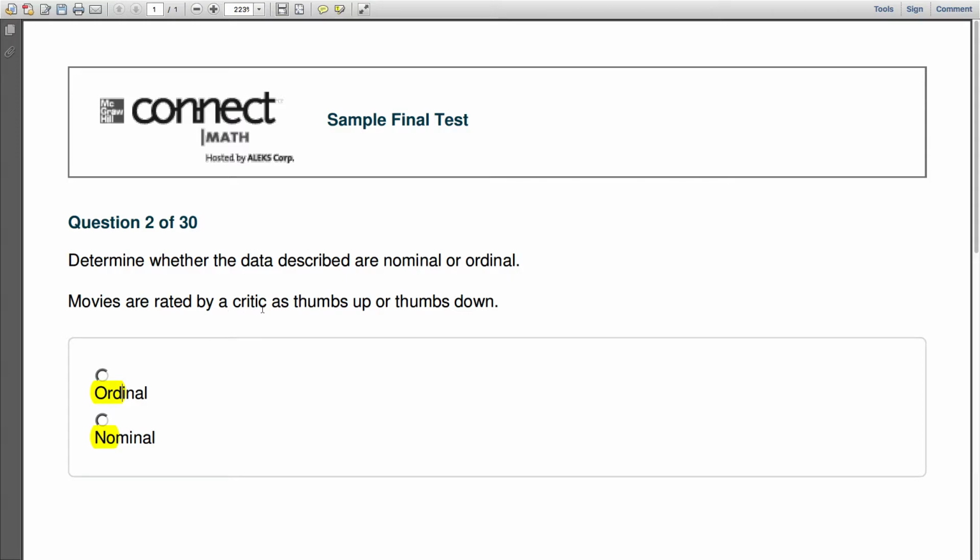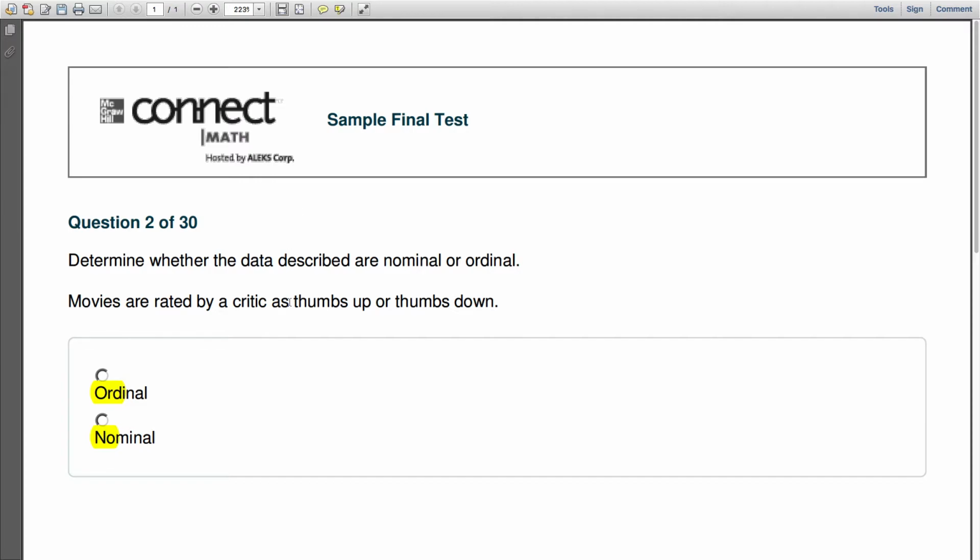Movies are rated by a critic as thumbs up or thumbs down. I thought I had seen every combination of this question. I have never seen this one before, but I'm assuming that because it's clear that thumbs up is better than thumbs down, this would be ordinal, because the order that you would put it in is thumbs up and then thumbs down. If anybody has this exact question and I'm wrong about that, please let me know.